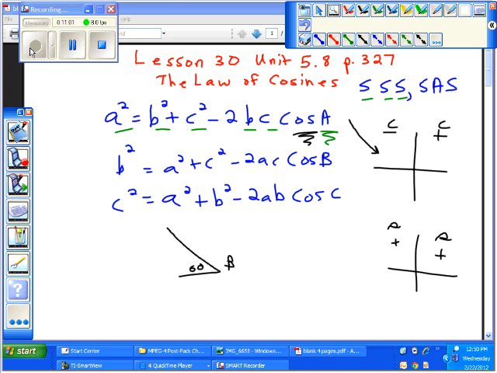But there were two choices for angle B, because it's got the ambiguous case for law of sines hiding in the background. So it could have been angle B is 60, or it could have been angle B is 120. Its reference angle in quadrant 2. And we wouldn't really know which one it was.